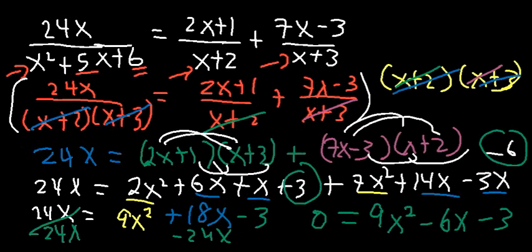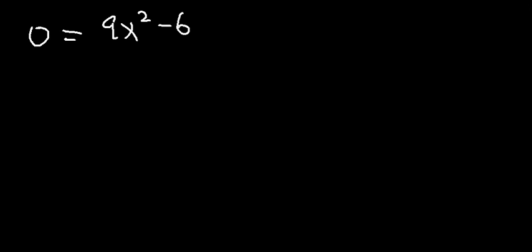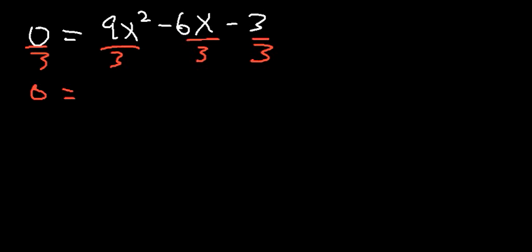So let's see what we can do next. So this is what we now have. Let's divide everything by 3. 0 divided by 3 is 0. 9 divided by 3 is 3. 6 divided by 3 is 2. And 3 over 3 is 1. So this should be easier to factor.